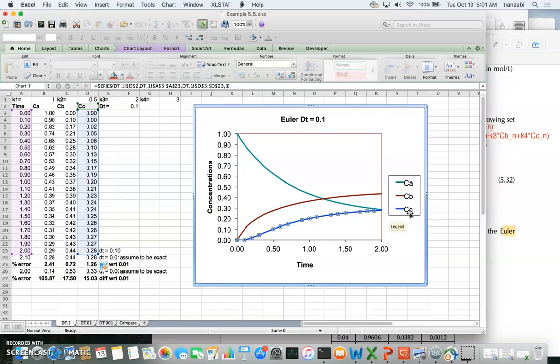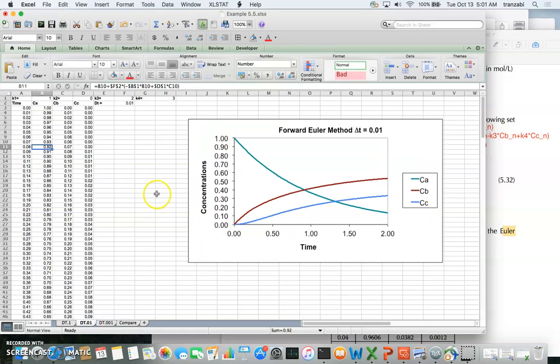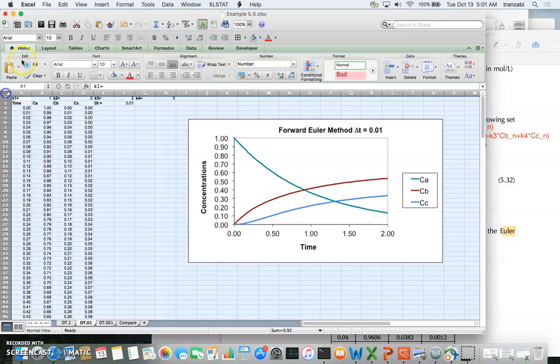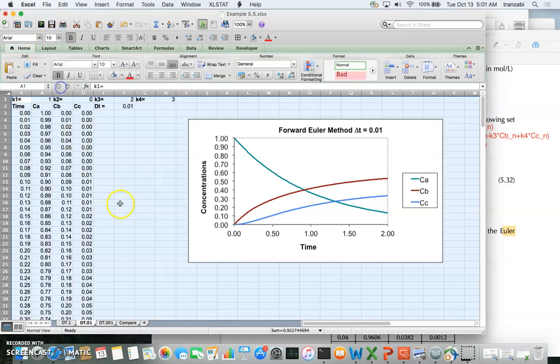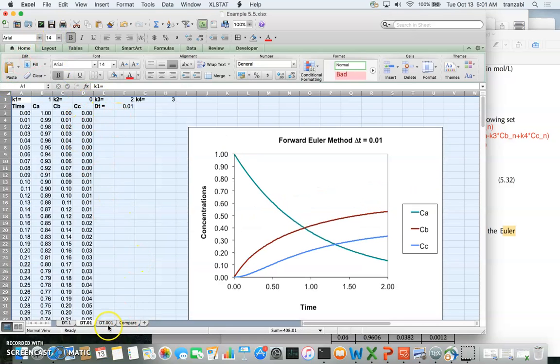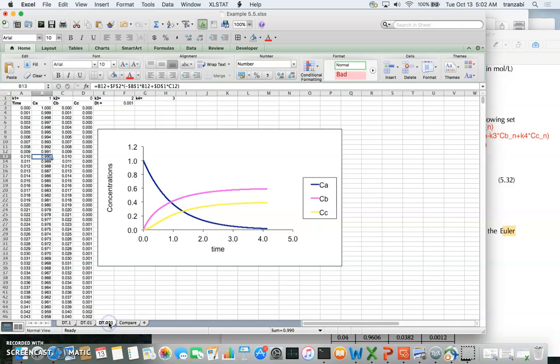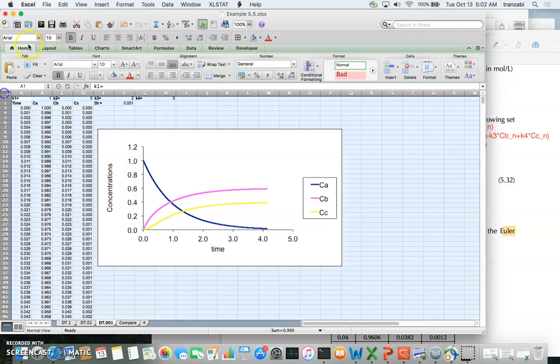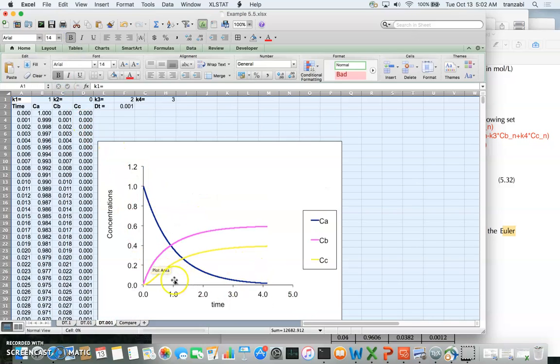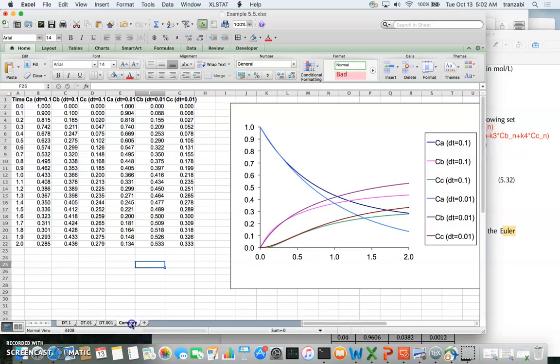You can go ahead and implement a smaller dt. I have another tab. By the way, this spreadsheet is on Blackboard. You can go ahead and use it. So you can change dt and see how it affects the results. Here's the one with the smaller dt, which is 0.01, and I have another one which is 0.001. So you can compare the results. I've put all of them together.